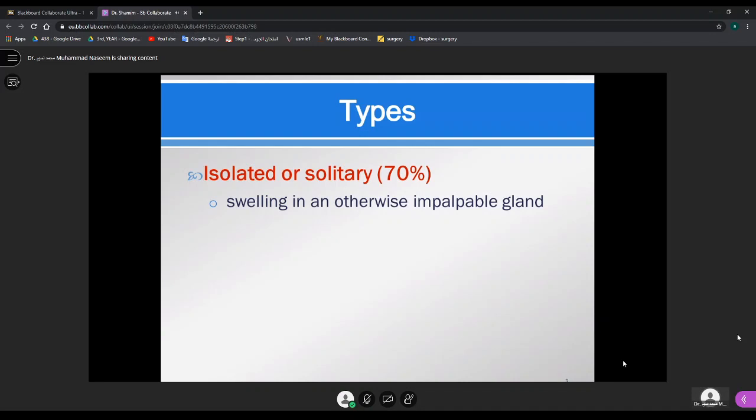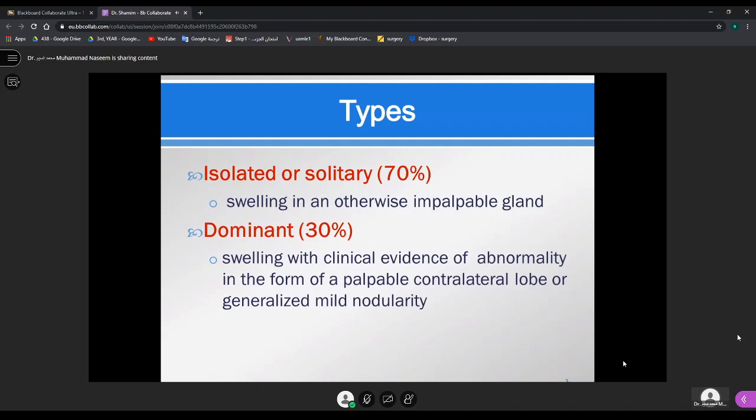So isolated swelling means this is the only swelling in the thyroid gland while the rest of the gland is normal. No other abnormality apart from this isolated swelling. In contrast, there is another type of swelling called dominant swelling, which accounts for 30% of cases. This is a swelling which is clinically evident in the form of a palpable contralateral lobe or generalized multinodularity.